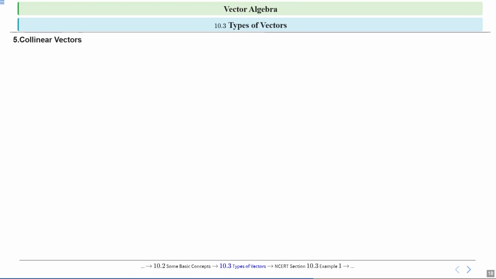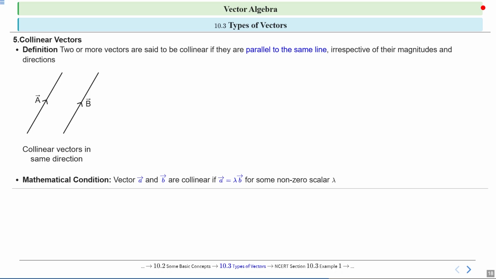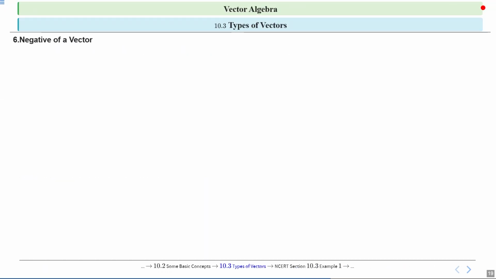Next is collinear vector. Definition: two or more vectors are said to be collinear if they are parallel to the same line, irrespective of their magnitudes and directions, right? So a vector and b vector, collinear vectors, are in same directions. Mathematical condition: vectors a and b are collinear if a vector is equal to lambda b vector for some non-zero constant lambda.